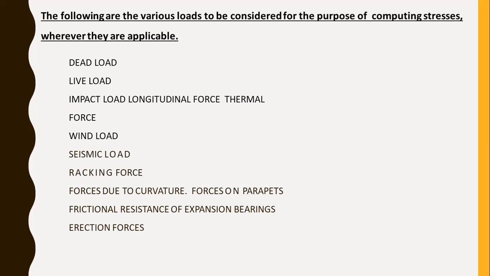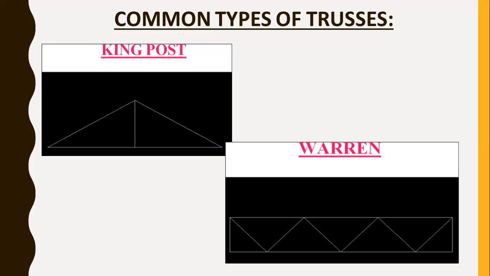So what are the different types of loads to be considered for the purpose of computing stresses wherever they are applicable? There are dead load, live load, impact load, longitudinal force, thermal force, wind load, seismic load, tracking force, forces due to curvature, forces on parapets, frictional resistance of expansion bearings, and erection forces, right? So generally, various types of truss girders can be grouped into different parts, right?